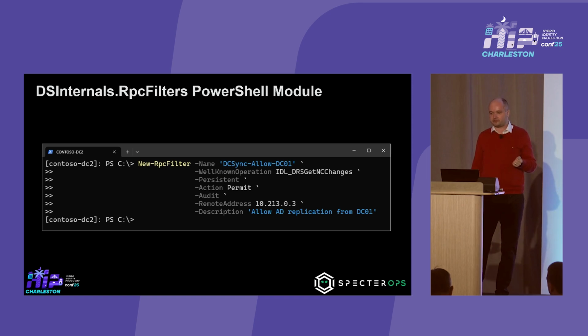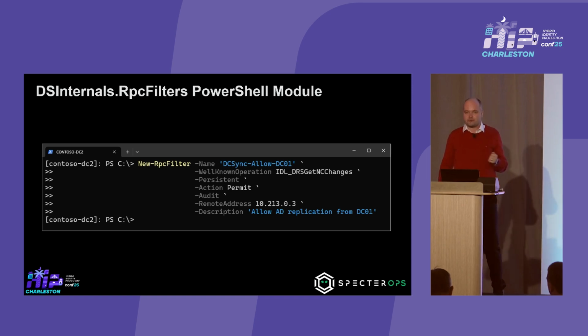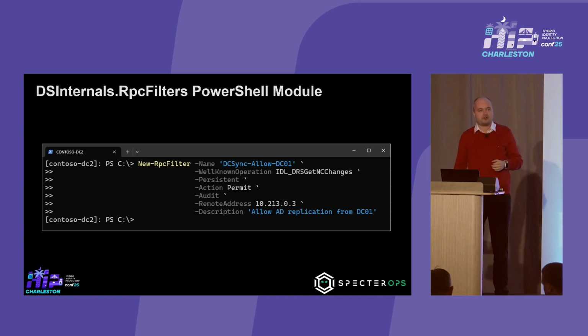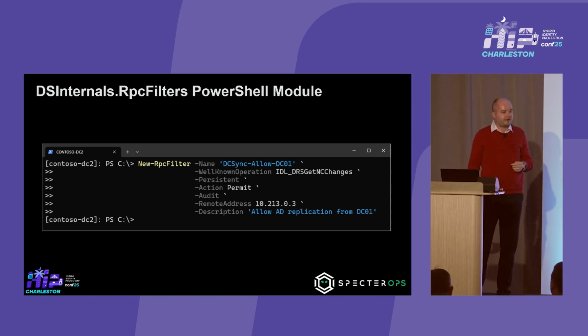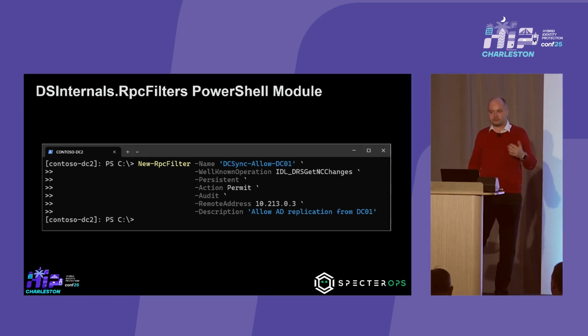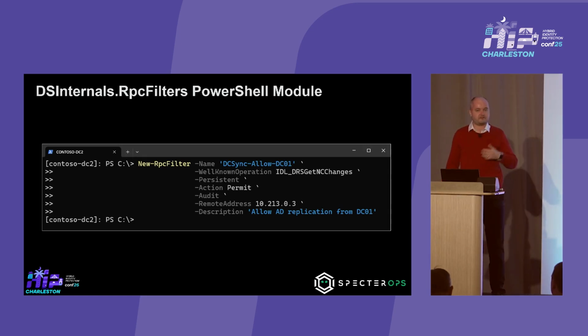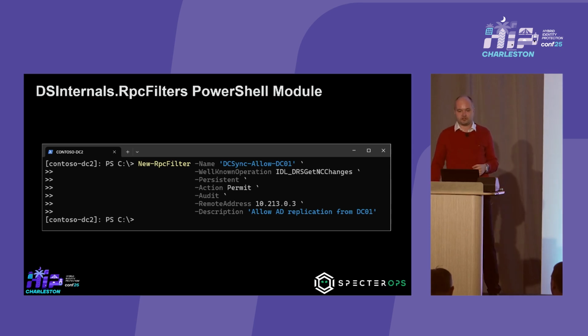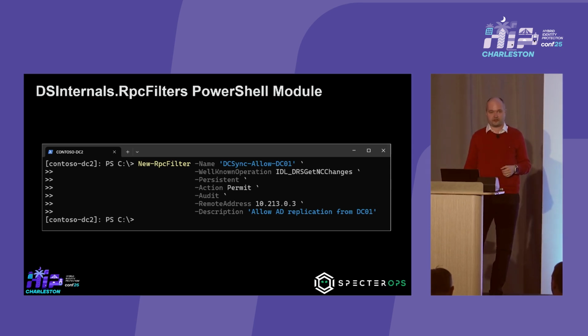DSInternals.RpcFilters. Why a new PowerShell module? Why not add it to my existing PowerShell module? Well, my PowerShell module is flagged by various security tools, including CrowdStrike and Defender for Endpoint. So I wanted to have something different, which cannot be used for malicious purposes, which can only be used to do the good stuff.